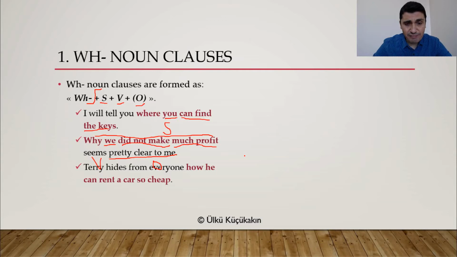Terry hides from everyone how he can rent a car so cheap. All right, so again here after how we have subject, verb, and object combination, right?